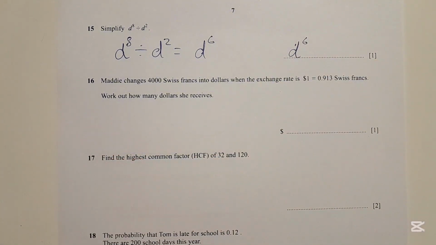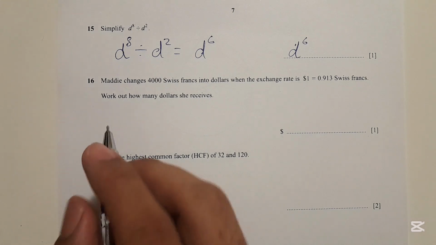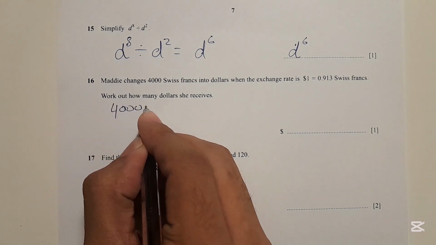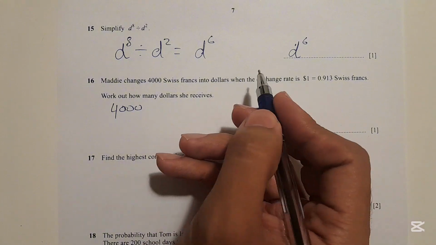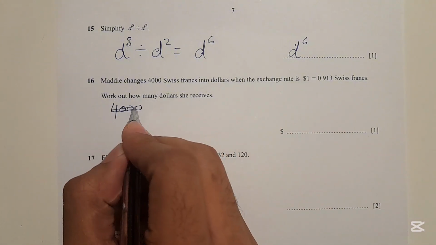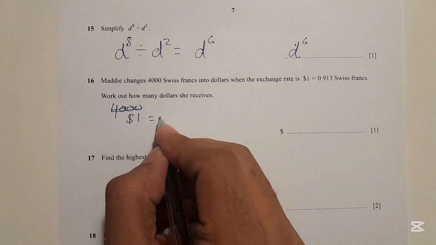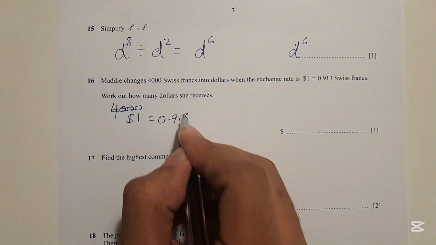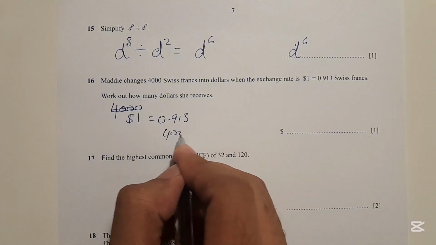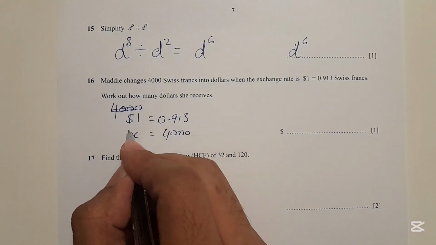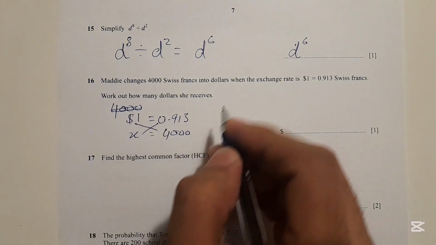Question 16 states Maddie changes 4,000 Swiss francs into dollars when the exchange rate is $1 is equal to 0.913 Swiss francs. Work out how many dollars she receives. So 4,000 Swiss francs into dollars. So first we will write the exchange currency, which is dollars, 1 is equal to 0.913. Then she has 4,000 Swiss francs and she has to get dollars. So it will be done like this.